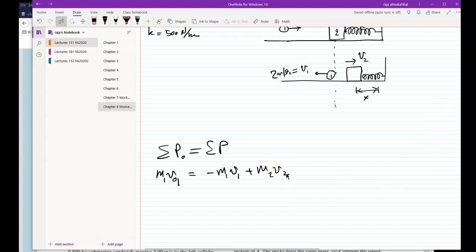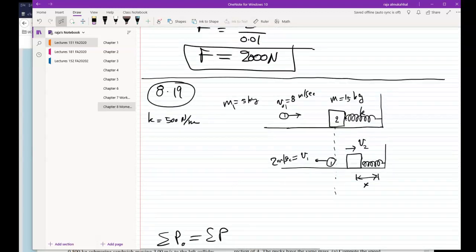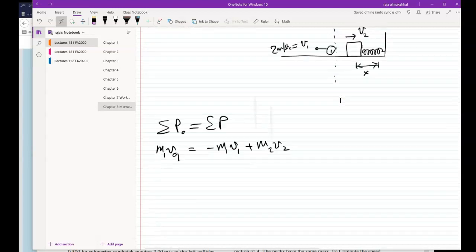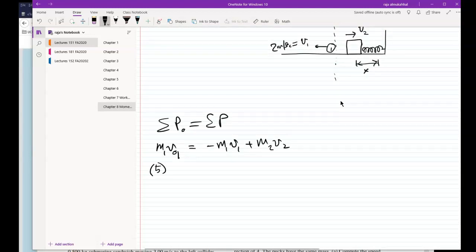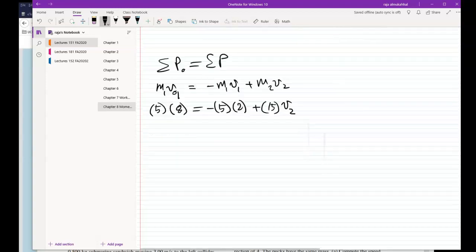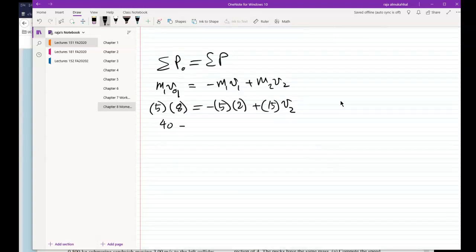Let's do it. I have here M1 for the mass of the stone, 5 kilograms, and this one is 15 kilograms. So I have 5 kilograms times the velocity of the stone, 8, equals minus 5 times 2, correct? With the minus already taken care of, plus the block, 15 times V2. Now I can use this equation to find the value of V2. So that's going to be 40 plus 10 equals 15 V2.